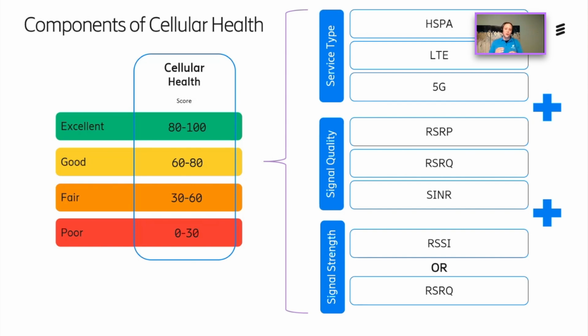Cellular health, boiled down to its simplest terms, is a collection of information, whether it's the service type and the corresponding signal quality and signal strength metrics that we then convert into a nice stoplight colored value from poor all the way up to excellent. And the reason we do this is because, back when I was an SE many, many years ago, we had to try to troubleshoot an invisible wire. And one of the tools we put inside NetCloud Manager to help ease that troubleshooting is cellular health.